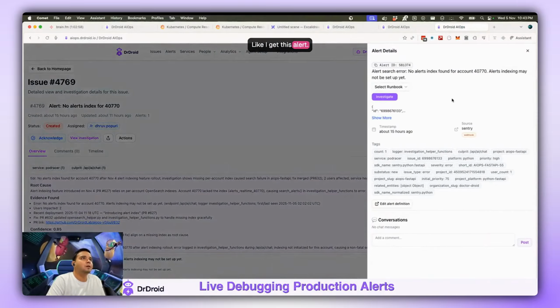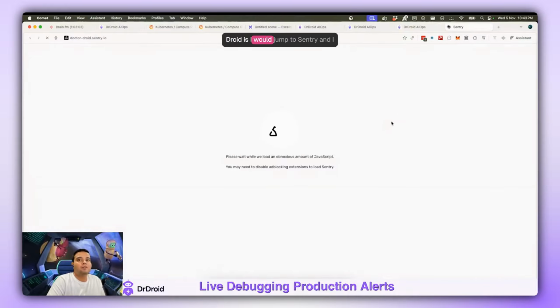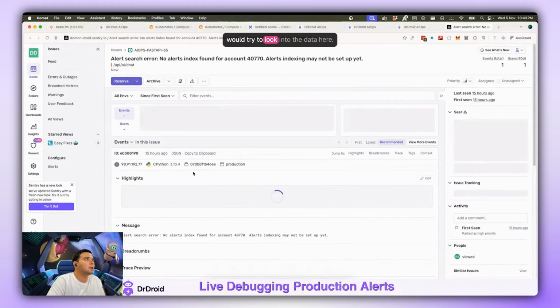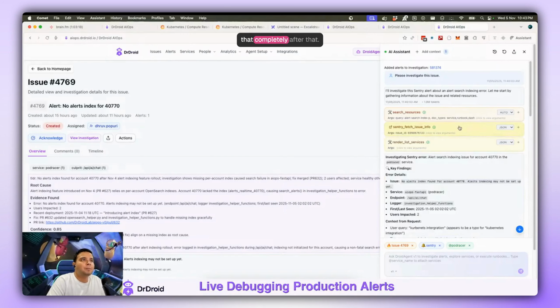Like, I get this alert. The first thing I typically end up doing if I did not use Droid is I would jump to Sentry and I would try to look into the data here. Okay, what is the alert that came up? What is the impact here? It's gone and done that completely.